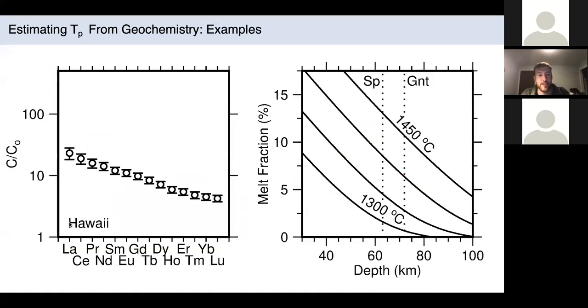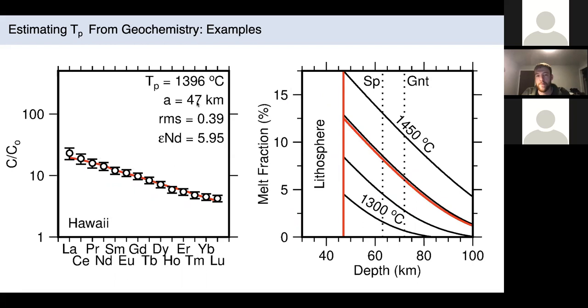So you can see this here for Hawaii. This is one of our intraplate average grid squares, rare earth element concentrations. And that's best fit by the red line here, which is generated using a lithospheric thickness of roughly 50 kilometers and a mantle temperature of roughly 1400 degrees C.